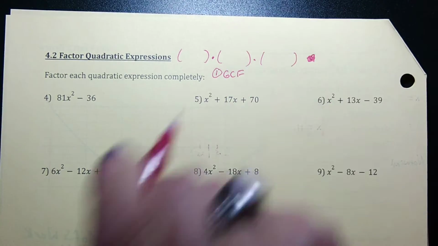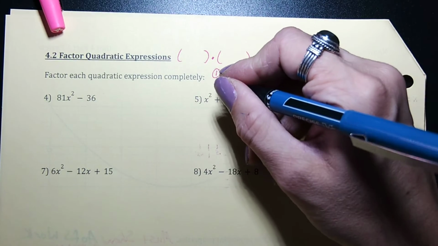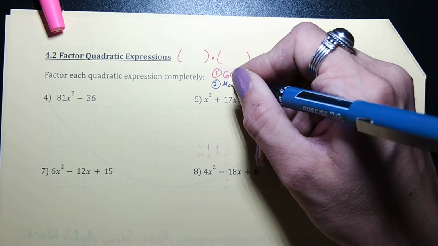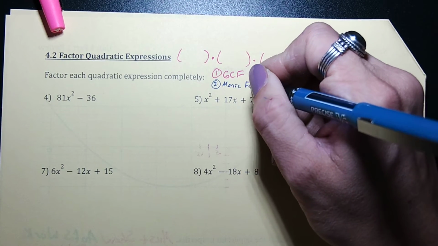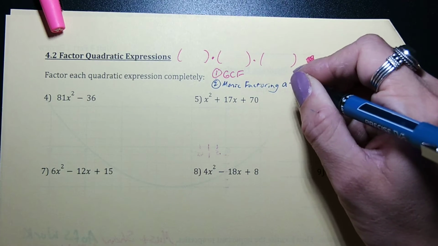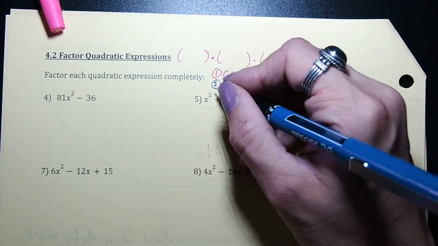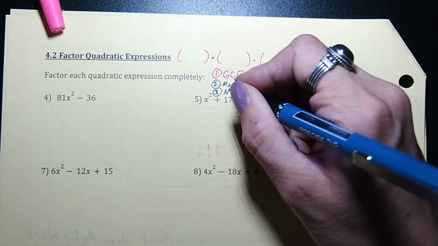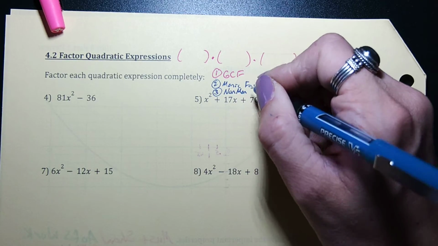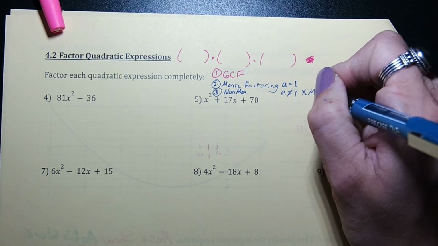GCF. Always, always, always check for a GCF first. And then there's the monic factoring or normal factoring. When A is equal to 1, looking for a product of the C value and a sum of the B value. And then the non-monics, which is when A does not equal 1, and we use the X method.